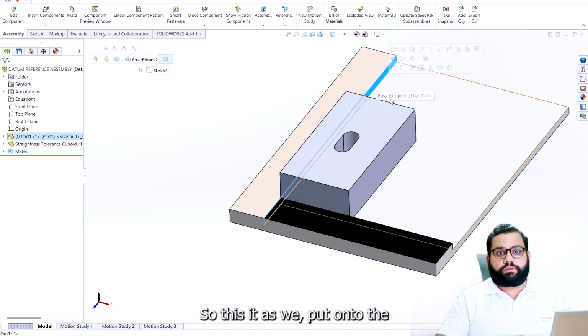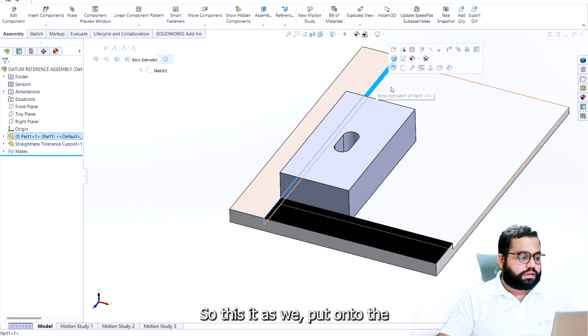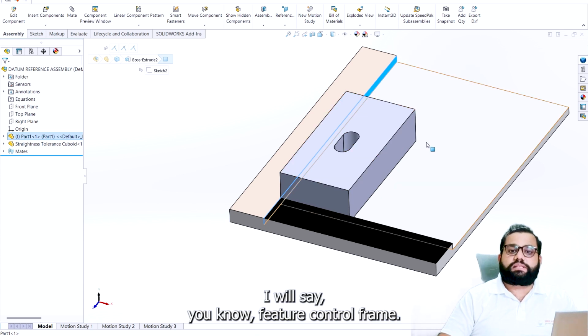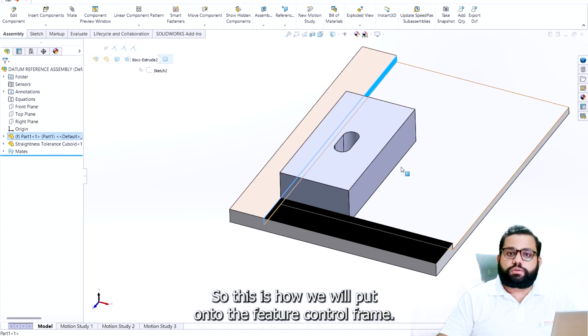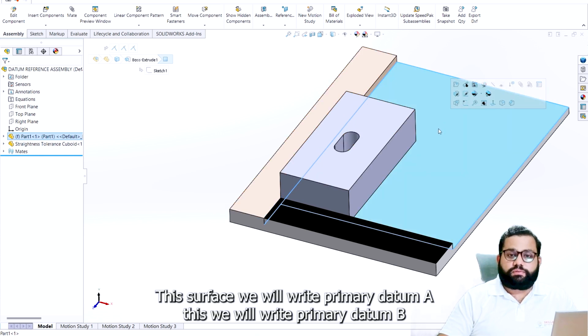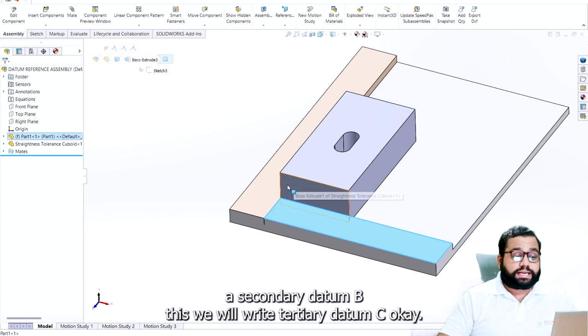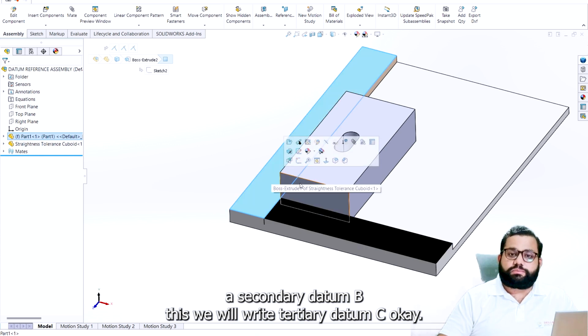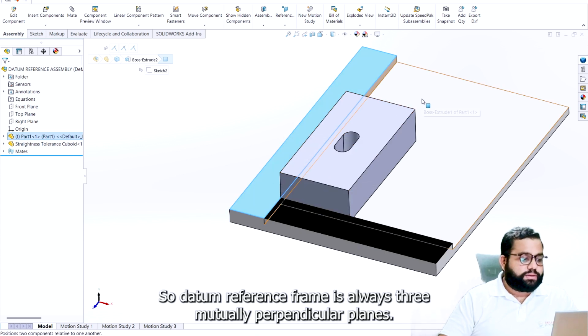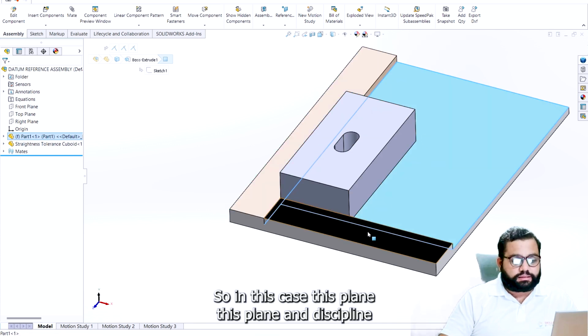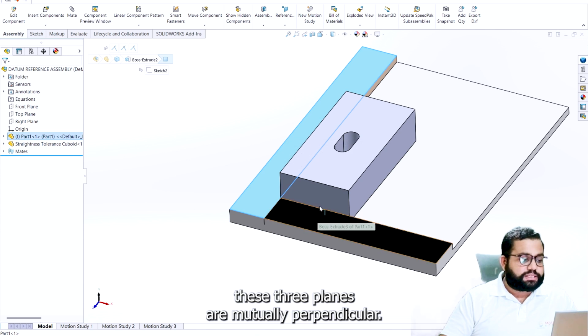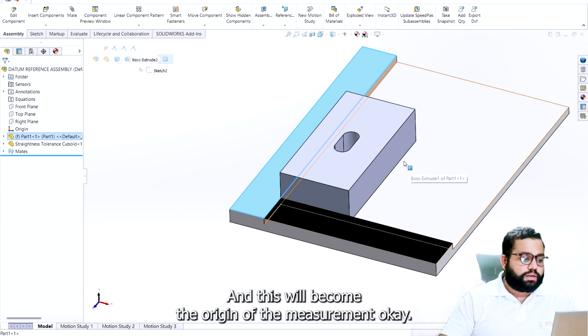Okay, so this is how we put it onto the feature control frame. For this surface we will write primary datum A. For this we will write secondary datum B. For this we will write tertiary datum C. So the datum reference frame is always three mutually perpendicular planes. In this case, this plane, this plane and this plane are mutually perpendicular, and this will become the origin of the measurement.